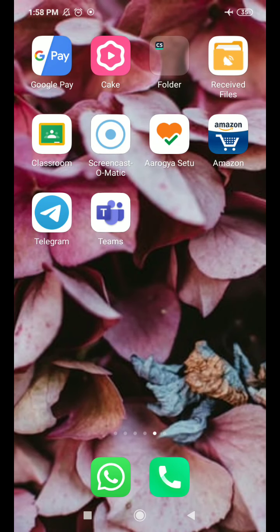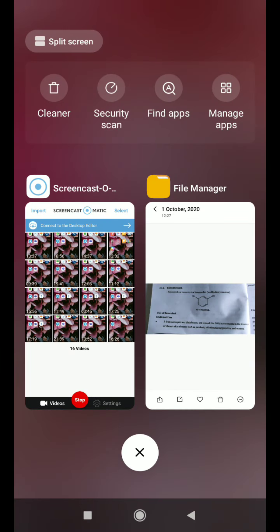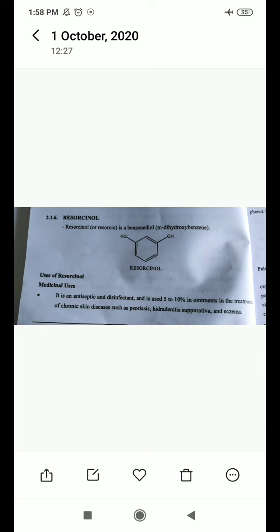Good afternoon, students. Today we will discuss the chemical uses, structure, and synthetic uses of resorcinol and naphthol. After watching this video, you will understand the structure of resorcinol and naphthol, and also some medicinal and chemical uses of these organic compounds, that is resorcinol and naphthol.